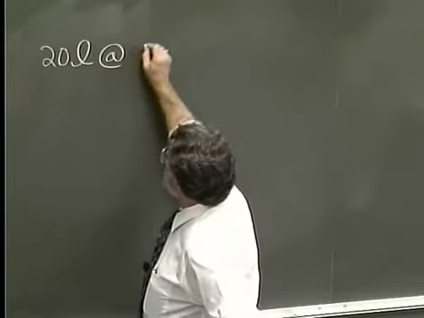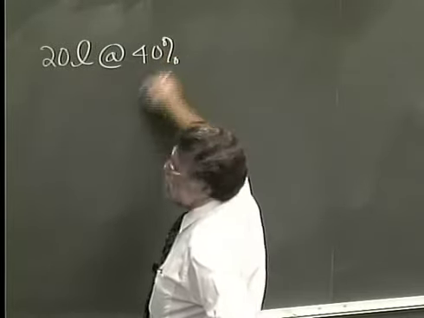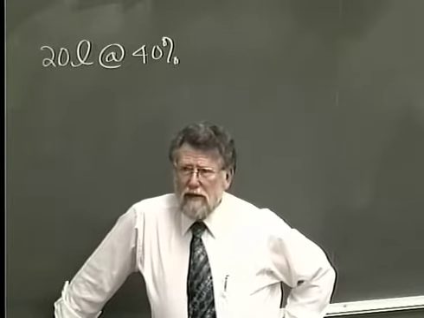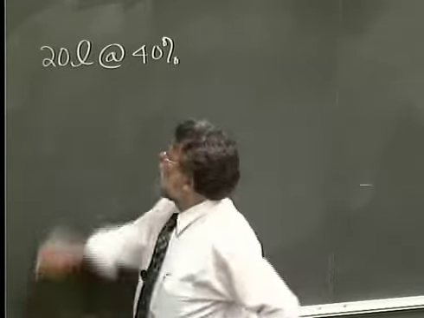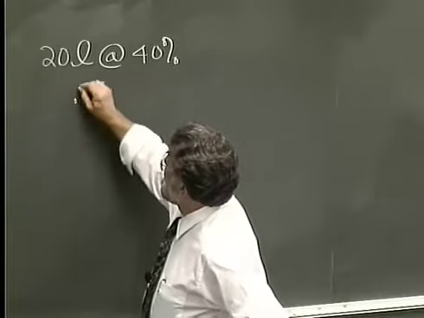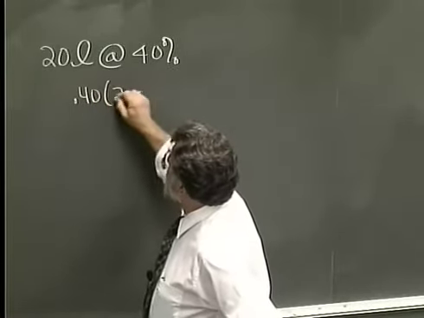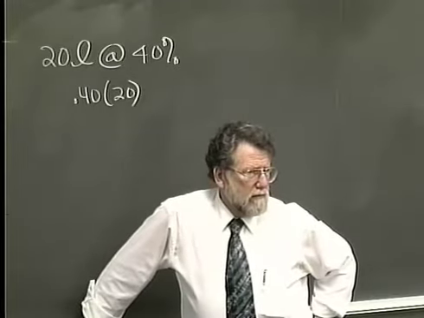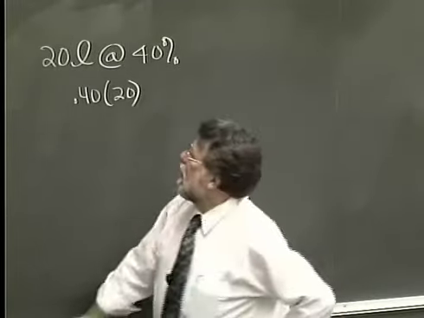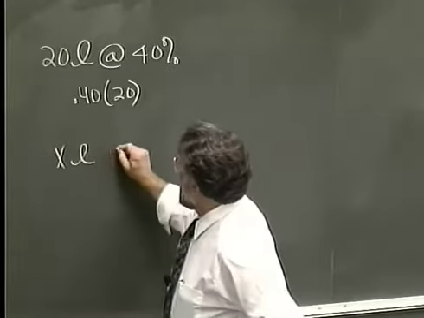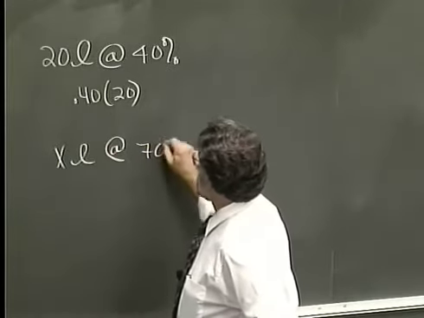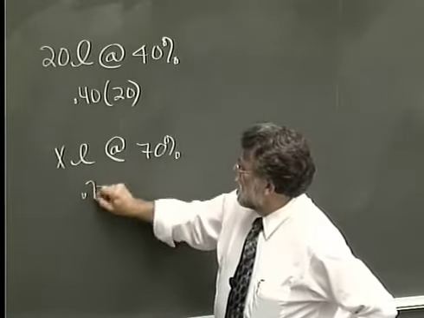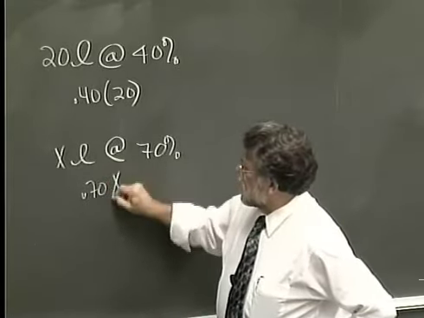Now the question is, what does that mean? How much acid do you actually have? Or how much salt do you have in a saline solution? The product of these two is the amount you have. Now I'm going to put X liters at 70%. So how much do I have there? Well, I have 0.70 times X. I don't need the parentheses there.